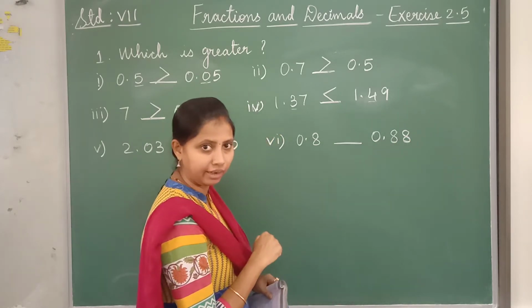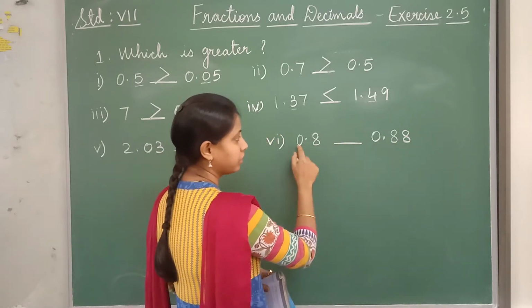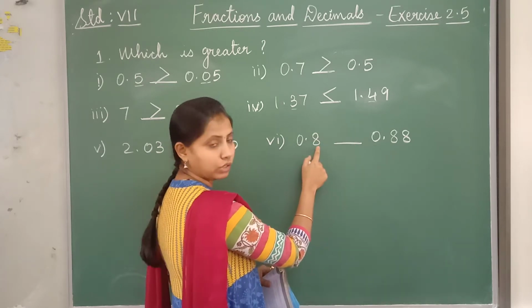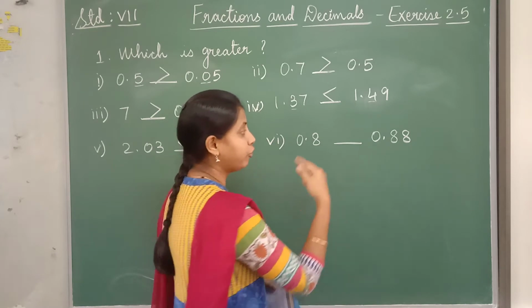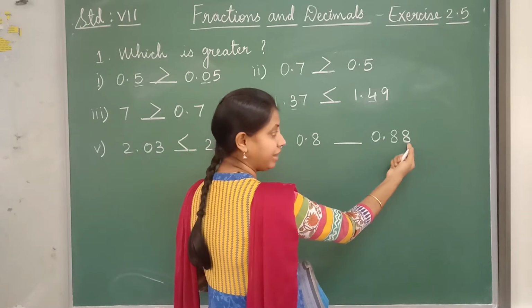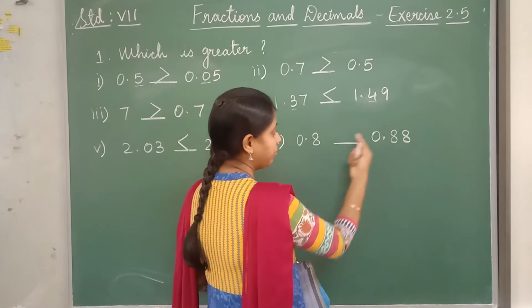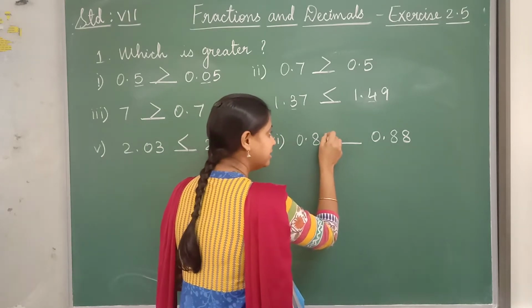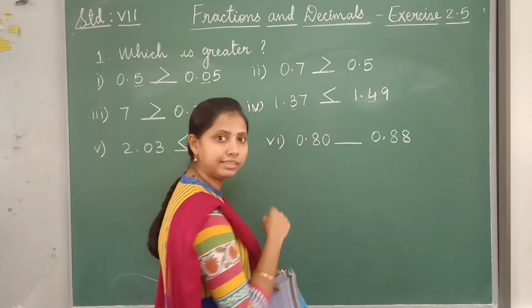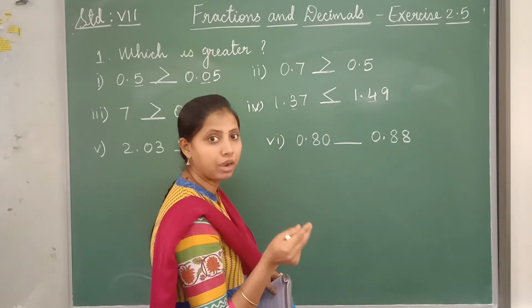Okay, next 0.8 or 0.88. Which one is greater now here? 0 is the same, so compare the next digit. Here is 8, here is also 8. The next digits are also the same. Then go for the next digit. Now here you have 8, but here no digit is there. So when no digit is there, you can take it as 0. You can consider the next digit as 0.